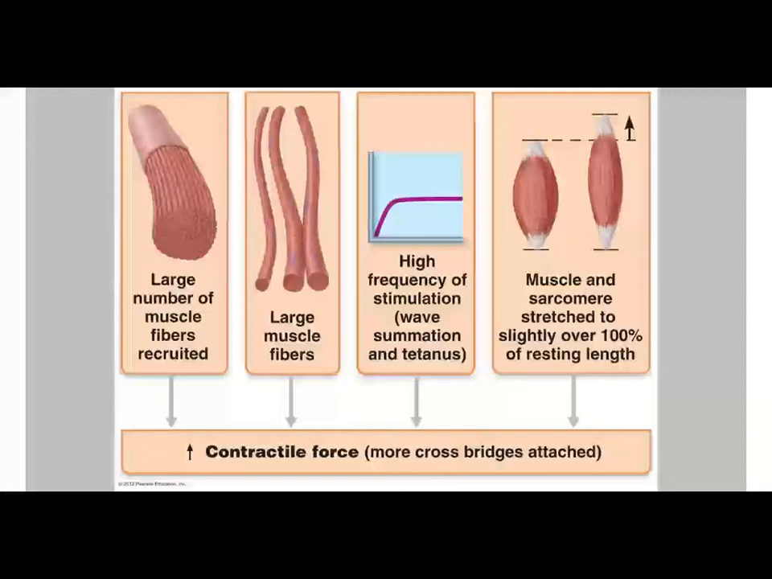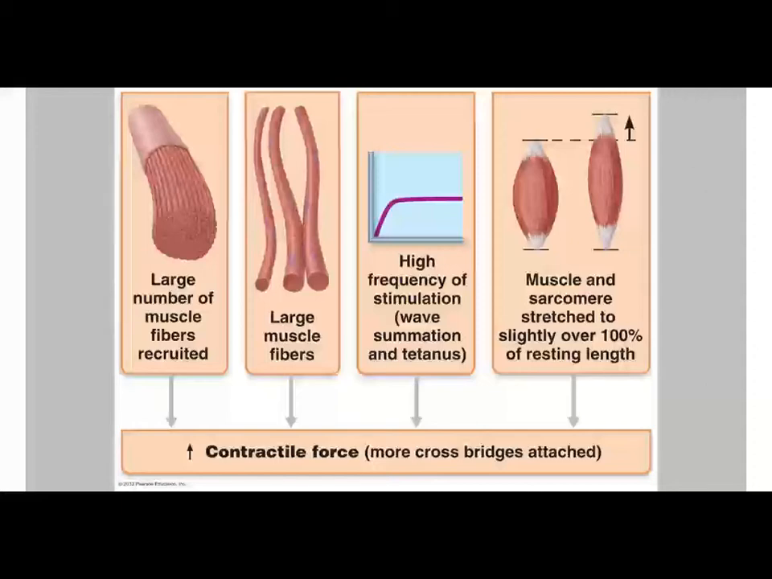So to sum everything up that we've talked about, what things actually increase contractile force? What things give you stronger muscle contractions? First, more muscle fibers. The more muscle fibers, the more muscle cells that contract, the greater the strength of contraction. Large muscle fibers. The larger the size of the muscle fiber, the greater the strength of contraction. High frequency of stimulation or wave summation and tetanus. We saw the greater the frequency of stimulation, the greater the strength of contraction.